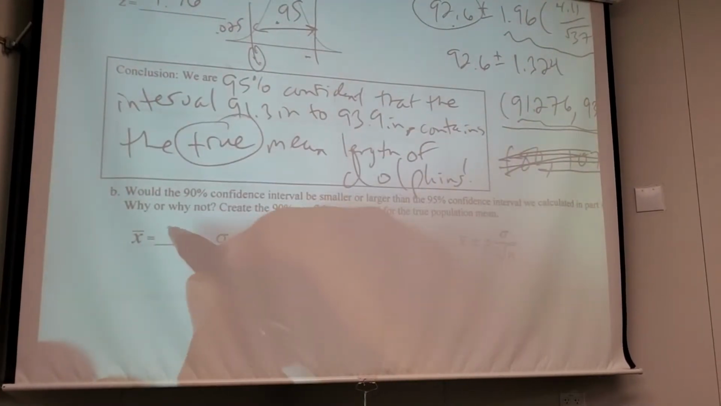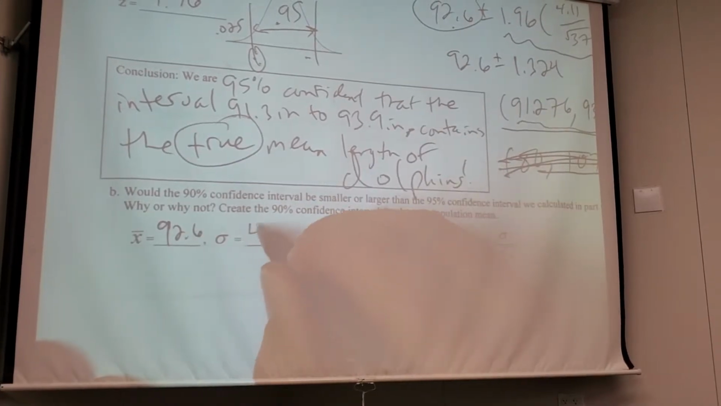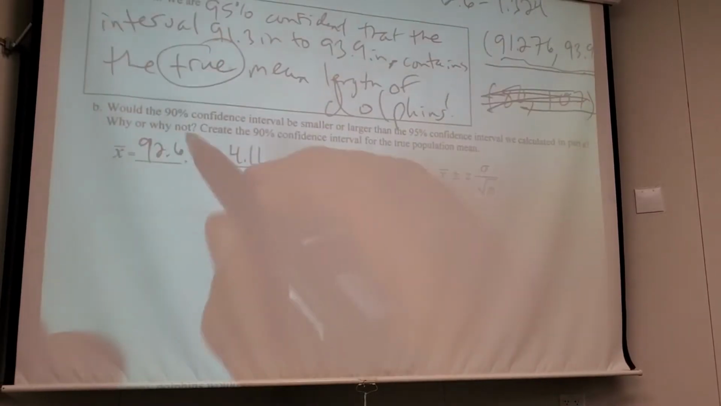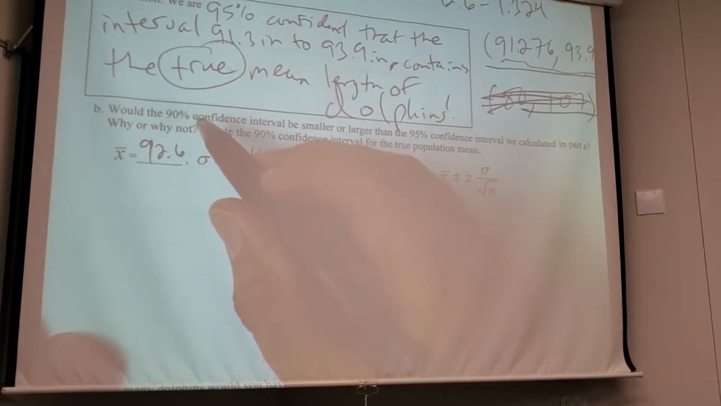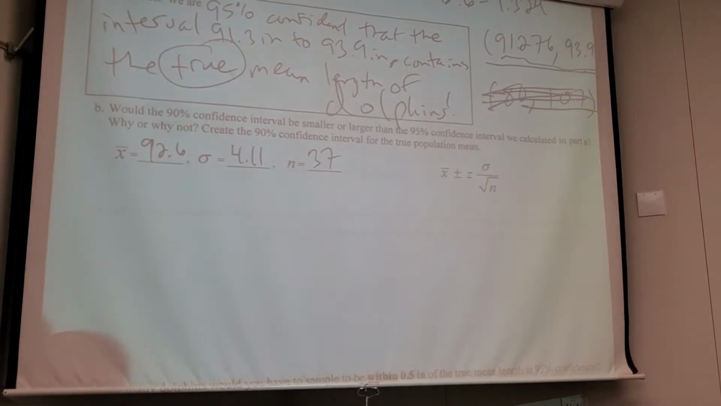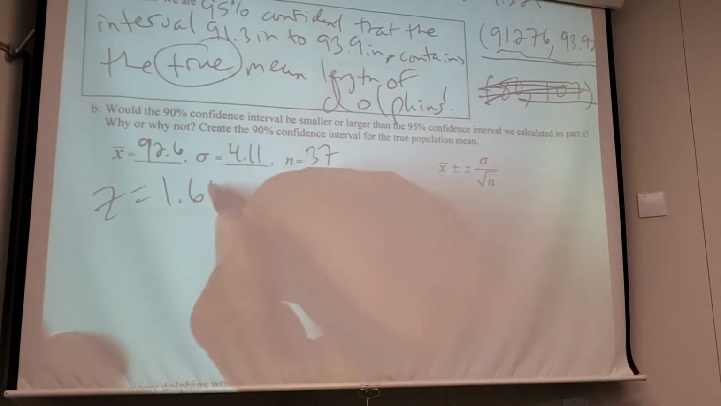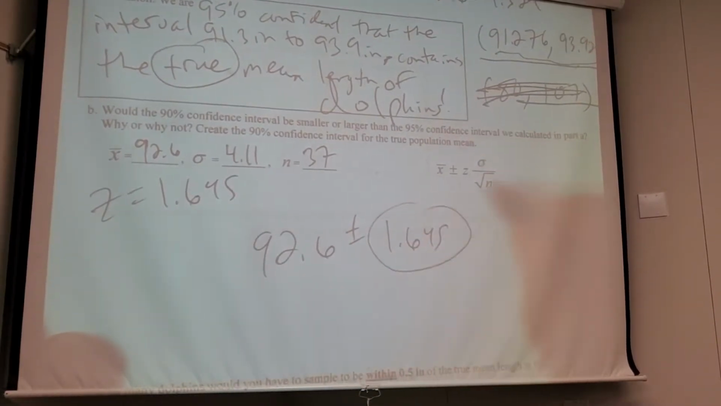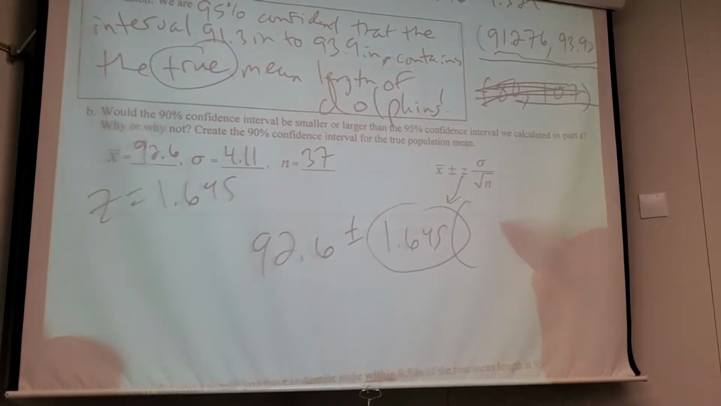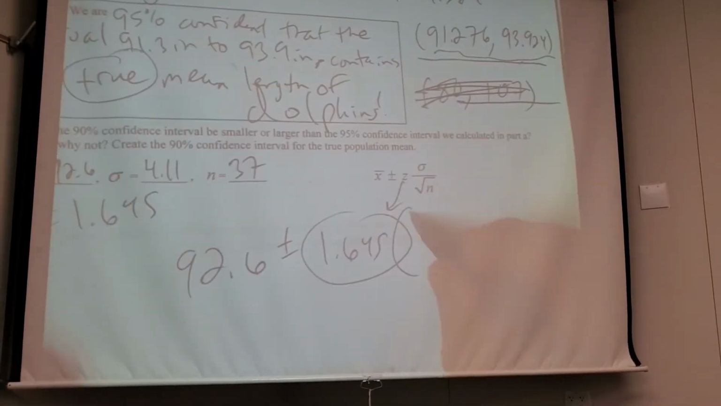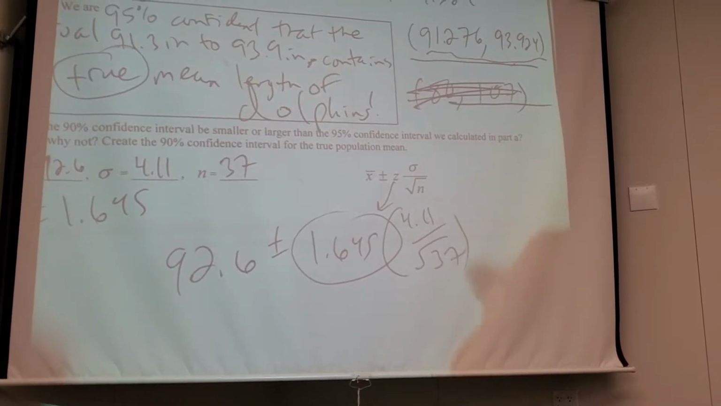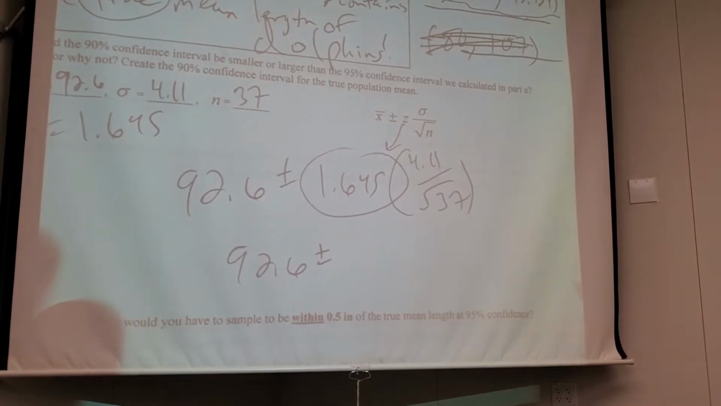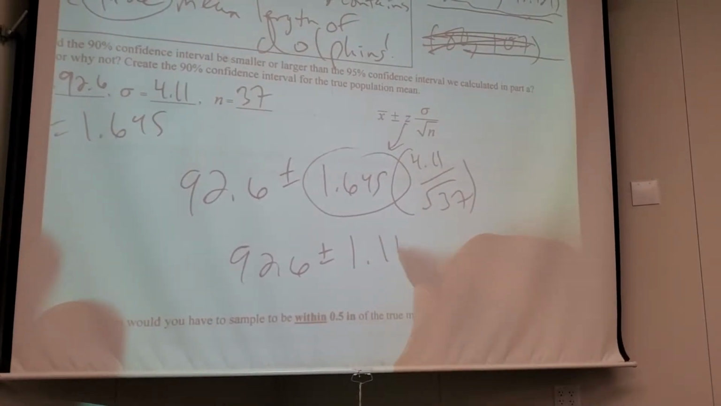Well, so in this one, the only thing that changes is what? The z-scores. For 90%, we did one like this just a minute ago. What's it for 90%? What's the z? 1.645. So the formula is going to look exactly the same, except there's going to be 1.645 right there times 4.11 divided by the square root of 37. So your error is going to be a little smaller now. What's it come out to be? 1.1. Yeah, that sounds about right.